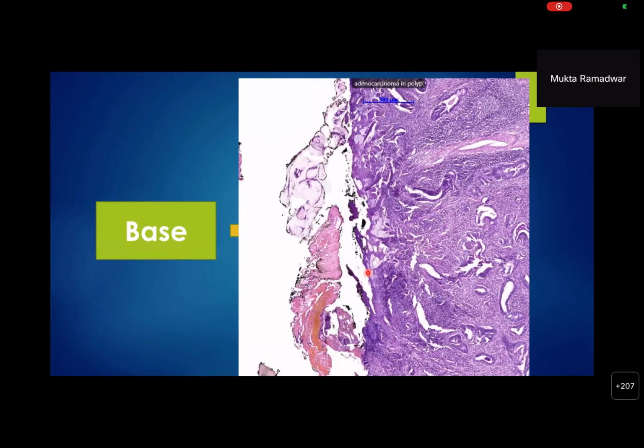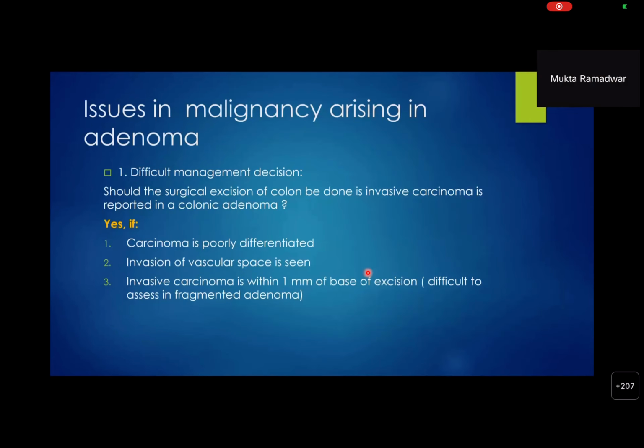Okay. So now coming to the issues of malignancy arising in an adenoma, it is a difficult management decision. The next obvious question is, should the surgical excision of the colon be done if invasive adenocarcinoma is reported in a colonic adenoma? Okay, there are situations where the patient would be referred to the GI surgeons, and they would resect the underlying colon when the adenocarcinoma is poorly differentiated, whether there is invasion of the vascular space, and whether invasive adenocarcinoma is within 1 millimeter of the base of excision.